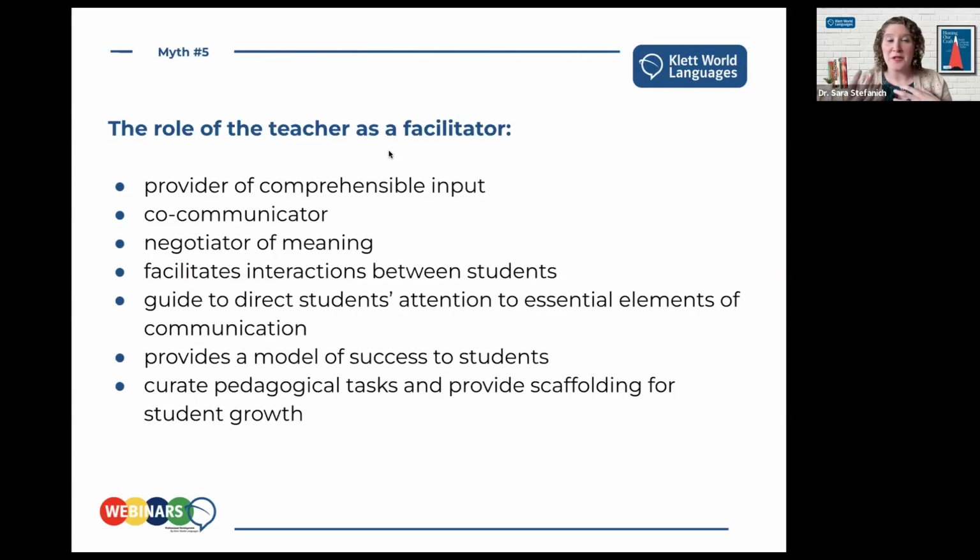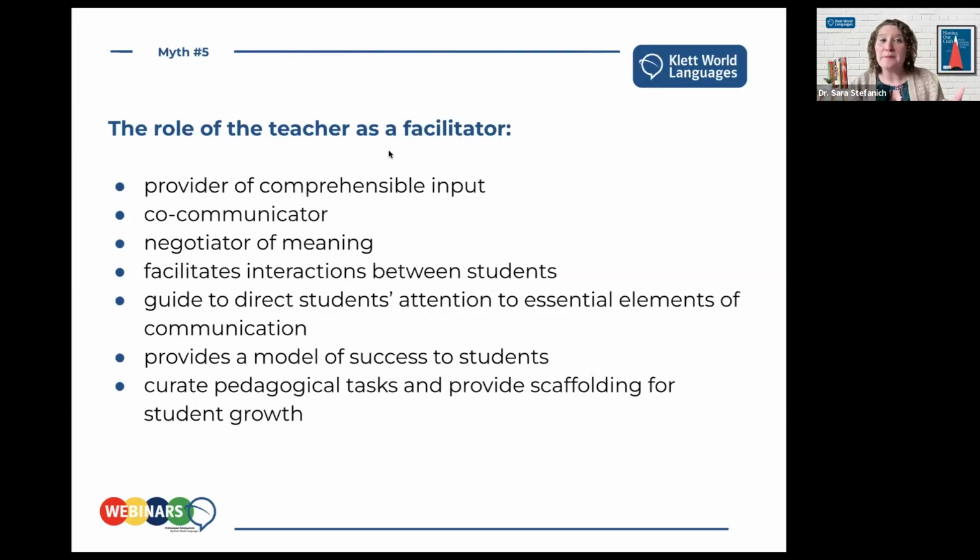A lot of times, the only language exposure that they get is from their teacher in that class. And we all know that comprehensible input is that key ingredient to language acquisition, that without it, language acquisition will not take place. And so this is a huge thing that we are doing as teachers and facilitators in the classroom: by speaking in the target language with our students, we are providing them that comprehensible input.